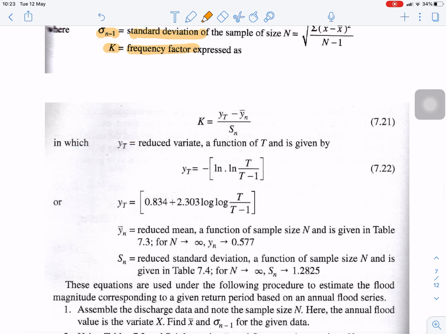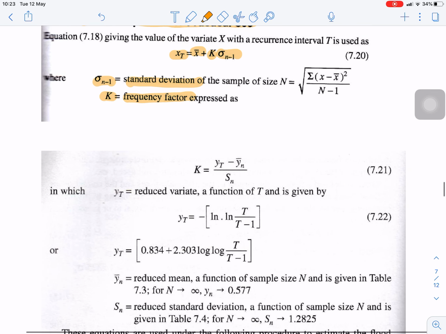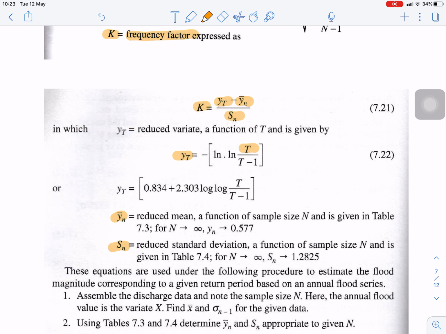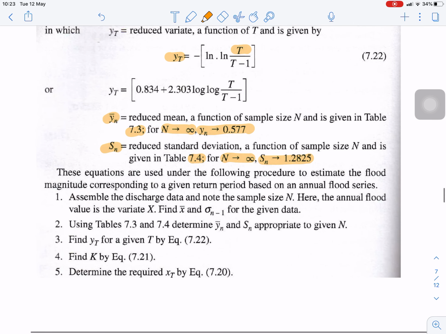We can estimate k from y t, and we can estimate y t from the return period. For y n and s n we have to look at the table, tables 7.3 and 7.4. But if n is equal to infinity, we can use the constants for y n and s n. These equations are used in the following step procedure to estimate the flood magnitude for a given return period.